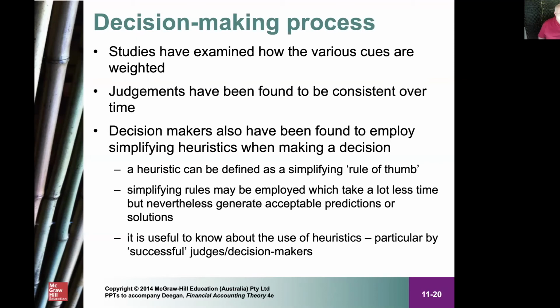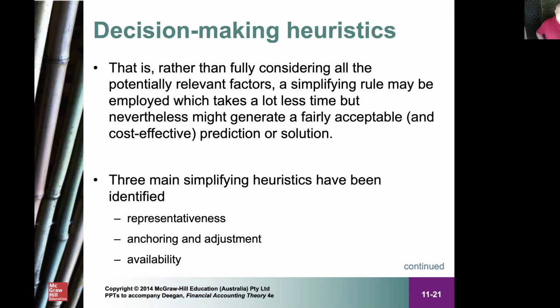It's useful to know about the use of heuristics. If we have successful decision makers, say a successful investment banker, what are his or her cues? Maybe we can replicate that and make money ourselves that way. So when we talk about a heuristic, rather than fully considering all of the potential relevant factors, a simplifying rule may be employed which takes a lot less time, but might generate a fairly acceptable prediction.